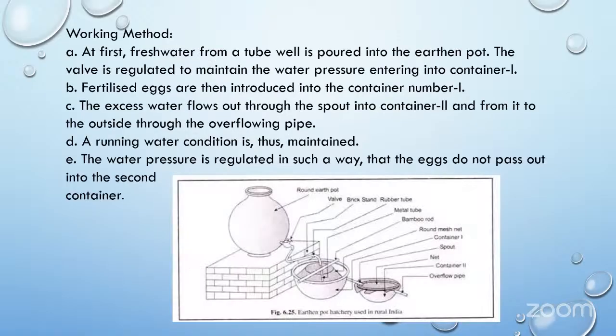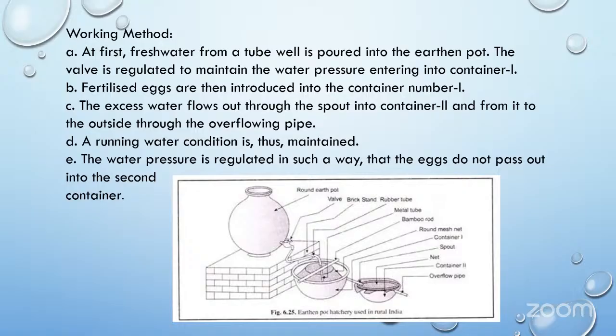How does it work? The working method is, at first, fresh water from a tube well is poured into the earthen pot. The valve is regulated to maintain the water pressure entering into container 1. Fertilized eggs are then introduced into container 1.